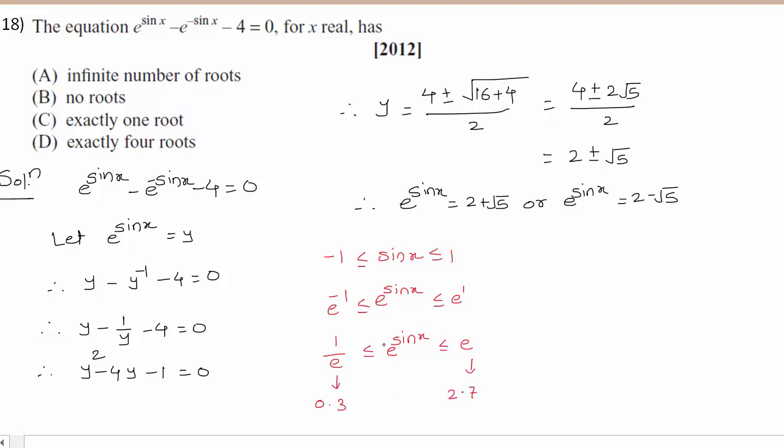So this value e raised to sin x lies between 0.3 to 2.7, whereas these values, root 5 is 2 point something, so this is 4 point something, right? And this is negative value because root 5 is greater than 2. So e raised to sin x cannot have negative value, e raised to sin x cannot have value 4 point something. So as per the obtained equations, this equation has no roots. Okay, no value of x can satisfy these conditions. So answer is B.